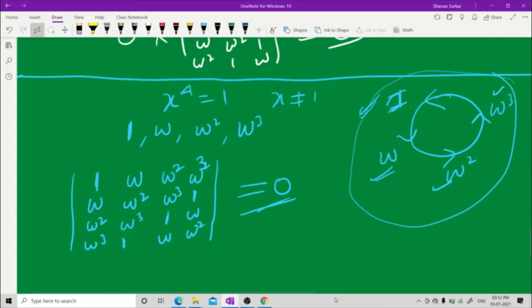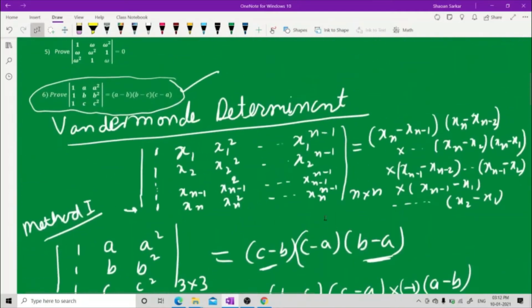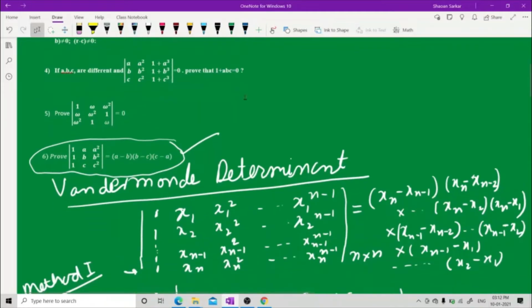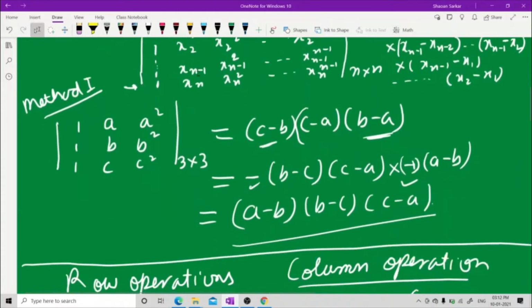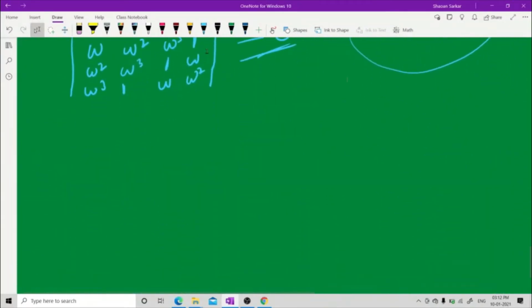Now let us see our first question. I think I'm going in the opposite direction. Yes, now we have the fourth question. If a, b, c are different and the determinant is 0, prove that 1 plus abc is equal to 0. Now you see this has to be proved. What I'll do is copy this determinant there and we'll solve it.